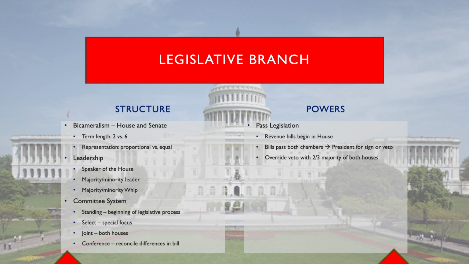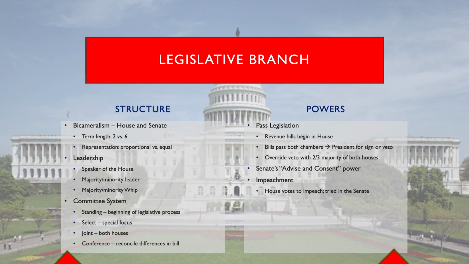All legislation that deals with revenue has to begin in the House, and this was intended because the House was supposed to be closer to the people, and therefore the power of the purse should be closer to the people. Congress also has a few other powers, such as the Senate's advice and consent power, when the president appoints nominees to the federal judiciary, to the head executive agencies, when they negotiate a treaty. The Senate has the ability to basically approve this.